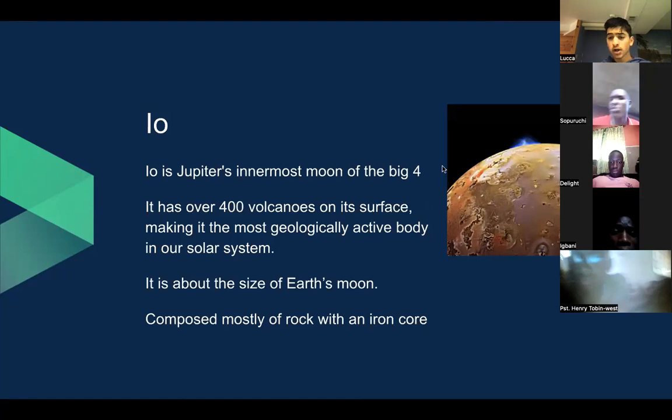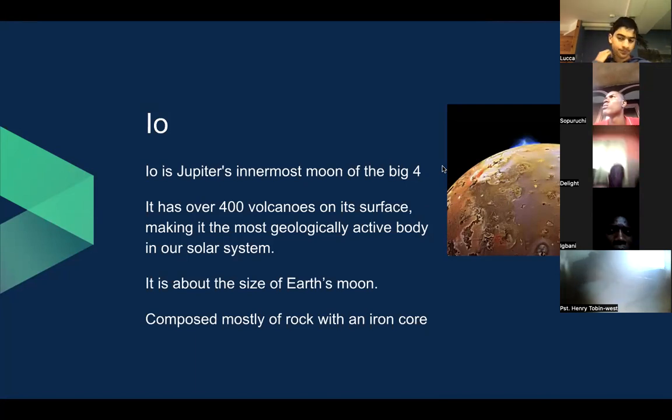Io has over 400 volcanoes, many of them active at once, and that makes it the most geologically active body in our solar system, which is very crazy. Other planets, for example Venus, also have a lot of volcanoes, but it's nowhere close to how many this moon Io has.